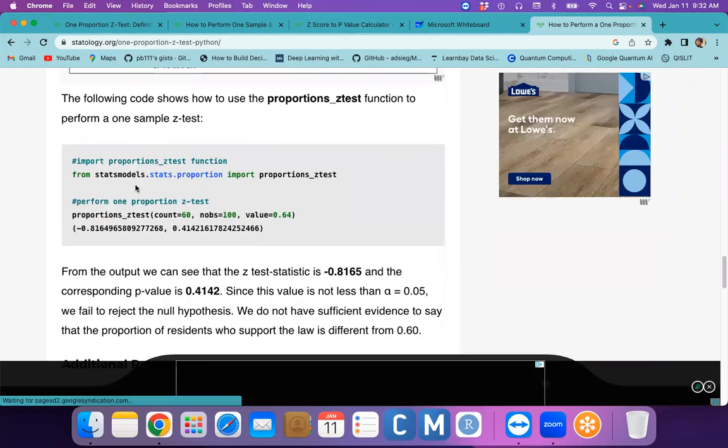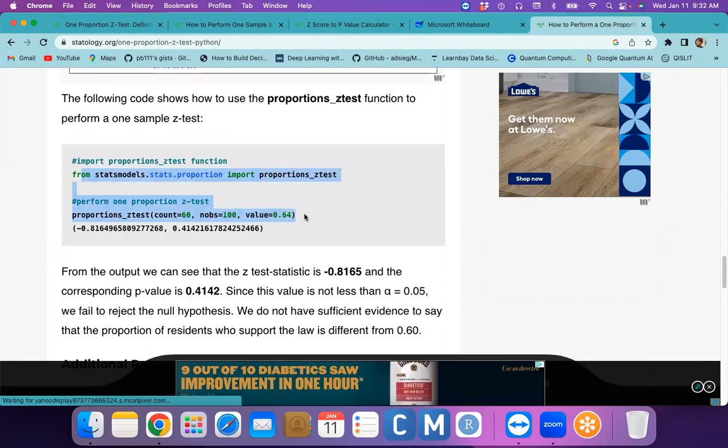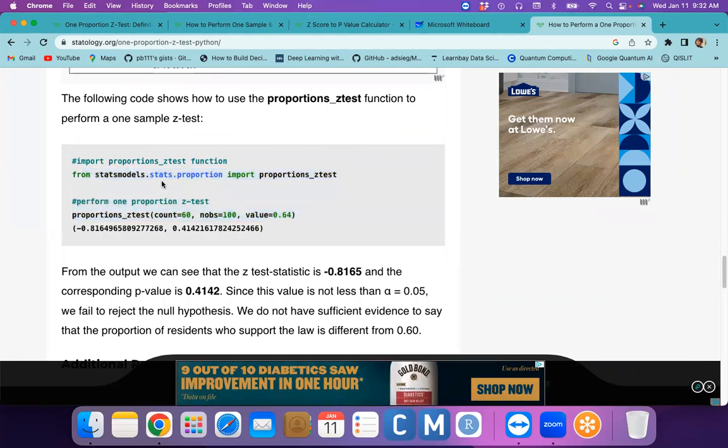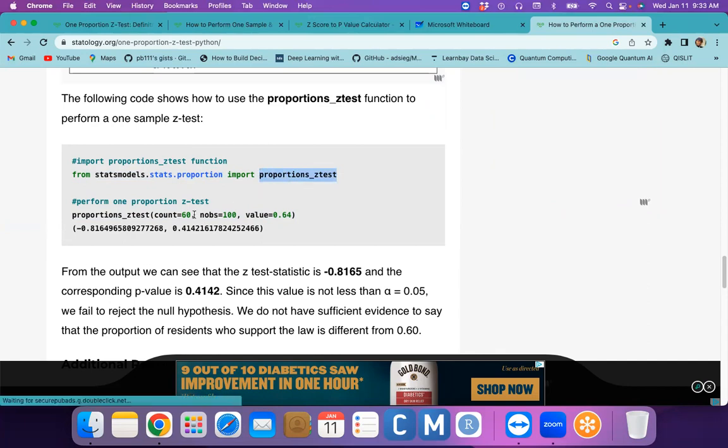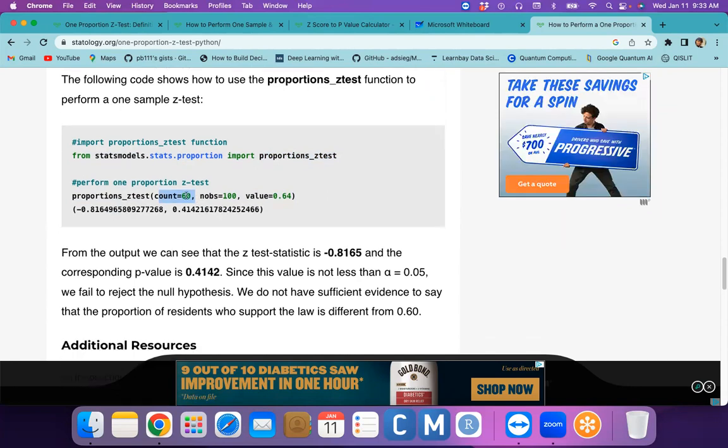See, this is just the code. This is the 2 lines of code. So from statsmodels, import the stats proportion, in this particular proportion. So you need to import proportions_ztest, and you're providing the 16. So this is your sample. So this is the proportion.